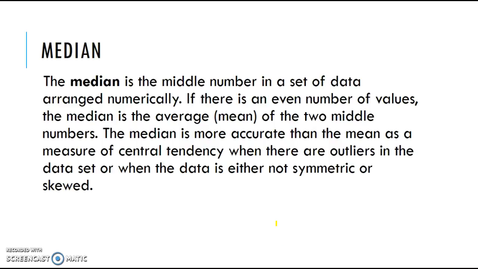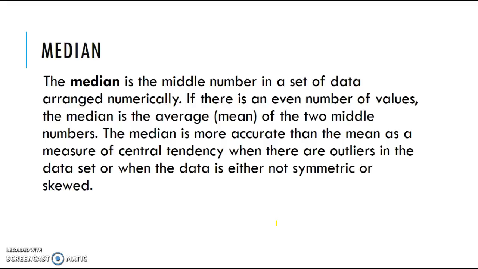All right, so median, the middle number of the set of data. When there's an even number of values, the median is the average of the two middle numbers. And this is a measure of center that is better used, better than the mean, if there are outliers or if the data is not symmetric. Median works out better. Just like in housing data.